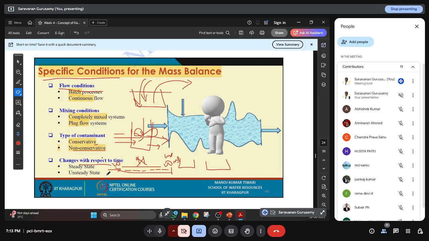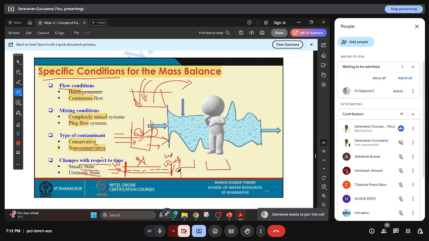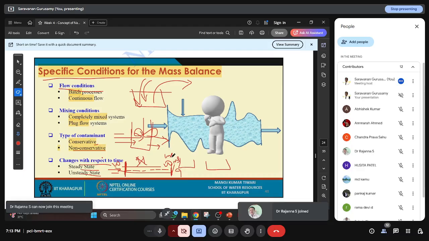Right? Change with respect to time: steady state or unsteady state. At the same point, 10 is converting to 9. But at the inlet point, always 10 is coming, and at the outlet point, always 9 is going out. That is called steady state.